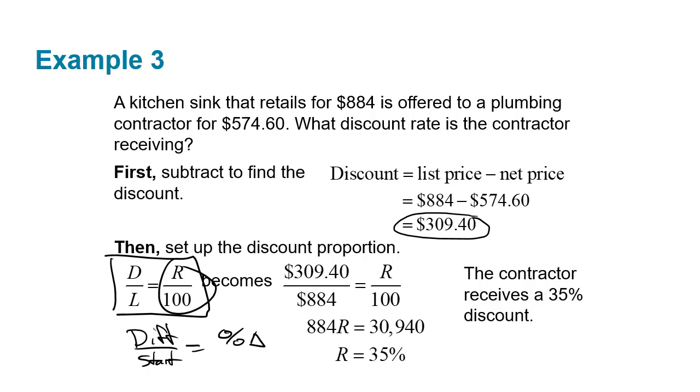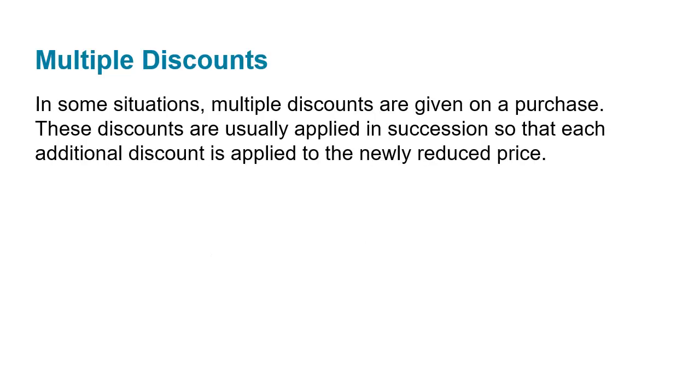That's going to equal some percentage, right? Something over 100. We can solve for R by multiplying by 884 to bring this over here. Then multiply both sides by 100 to get rid of that, which basically just moves the decimal place. So that's how we get to this place here. Then divide them both by 884, and we get 35, which is a 35%. It's just that simple. What about if we have multiple discounts?